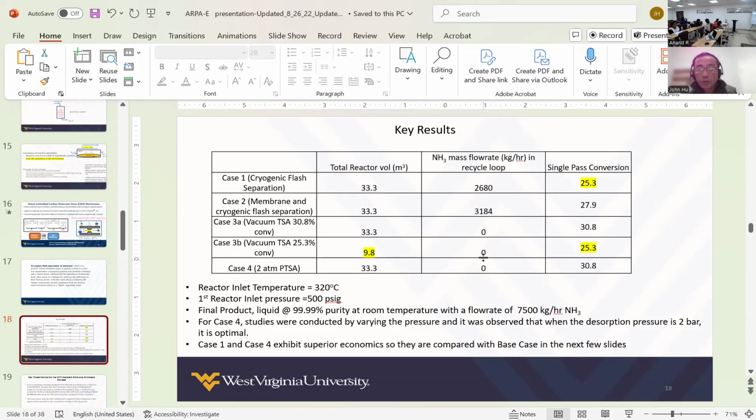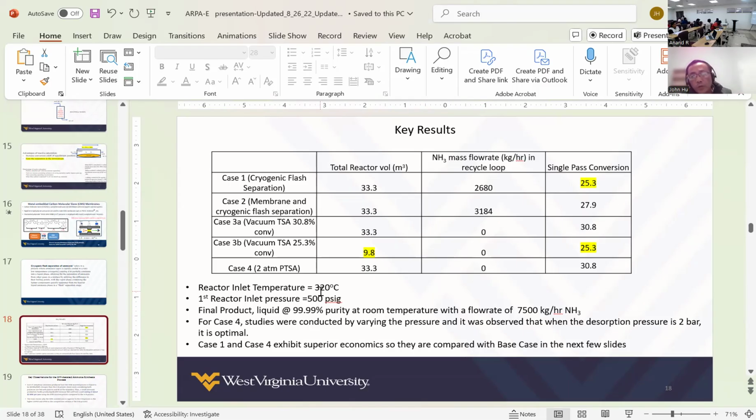in the recycle loop in here. So in these two cases, you do have ammonia in the recycle loop, but in here you don't have ammonia in the recycle loop. Okay, so all these are the data and assumption, but it's not an economic result. It's really a technical result. We are talking about techno-economic analysis.